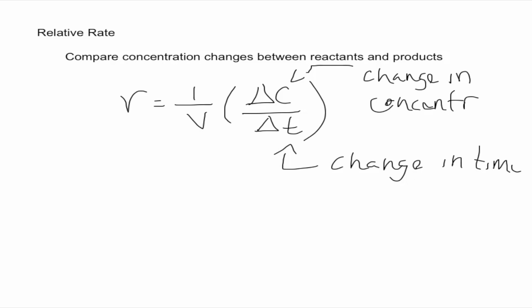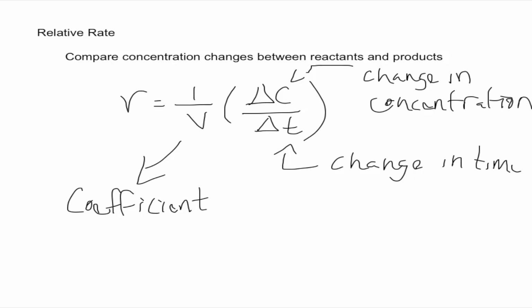And then 1 over V times that change, and V is simply the equation coefficient. So it's the coefficient when it is balanced, of course. However, this could go two ways. It could be the coefficient for the reactants, or it could be the coefficient for a product. And you have to reflect that difference.